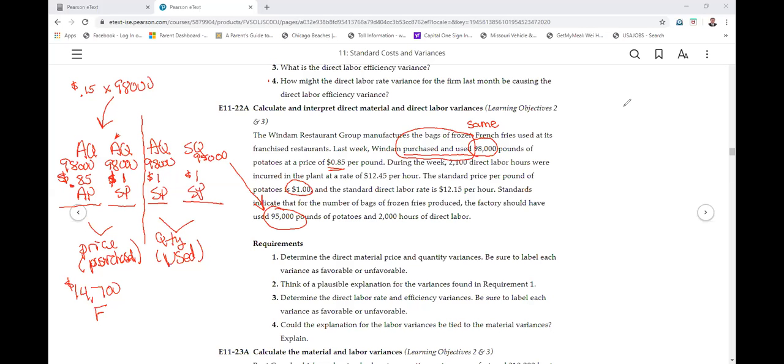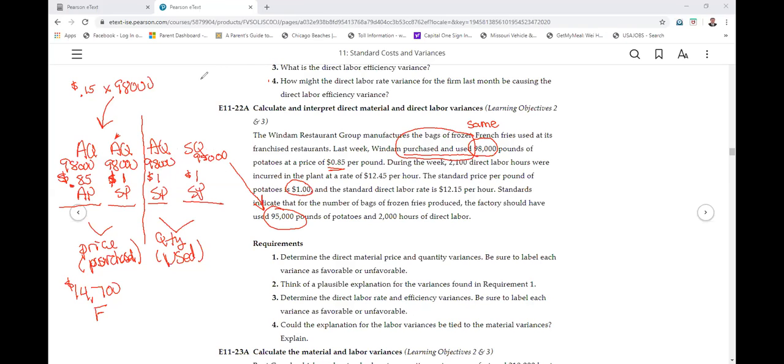Using this, normally they would not give you that number. Normally, they would make you calculate that 95,000. So at this point, we're going to be comparing what we used, which is 98,000, compared to what we should have used, which is 95,000. Of course, that's a 3,000 pound difference.